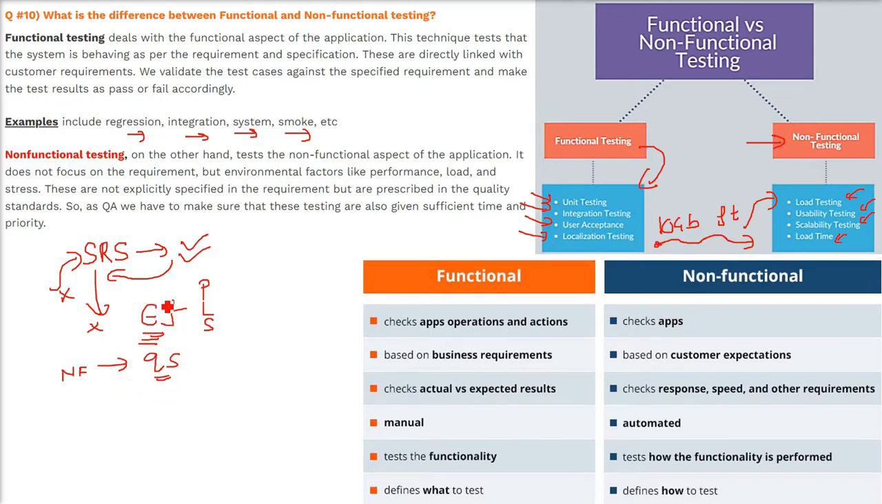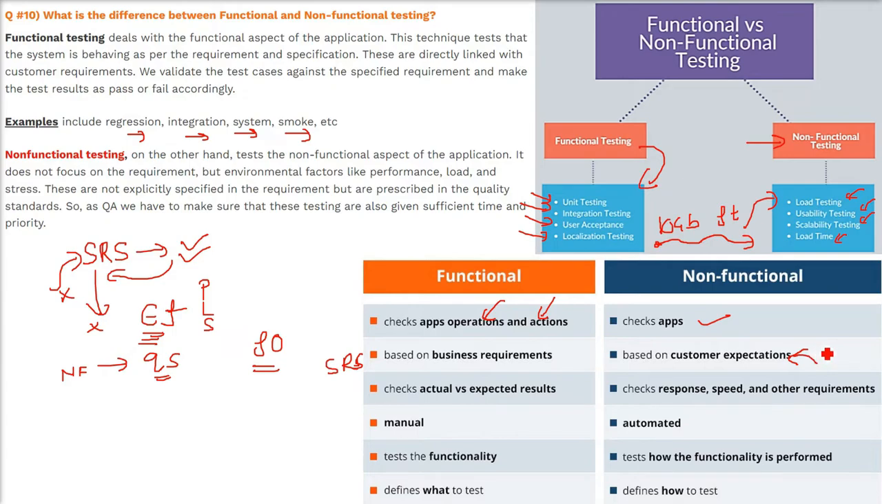So now let us see functional and non-functional one by one. Okay, the first thing is functional. It is checking the operation and action, what you are going to do with respect to the user requirement. Okay, file opening is there. Oh, it is there, but how much time the file opening is taking, that is non-functional. So functional is totally based on the business requirement. Non-functional is based on user or customer expectations, not requirement, expectation.